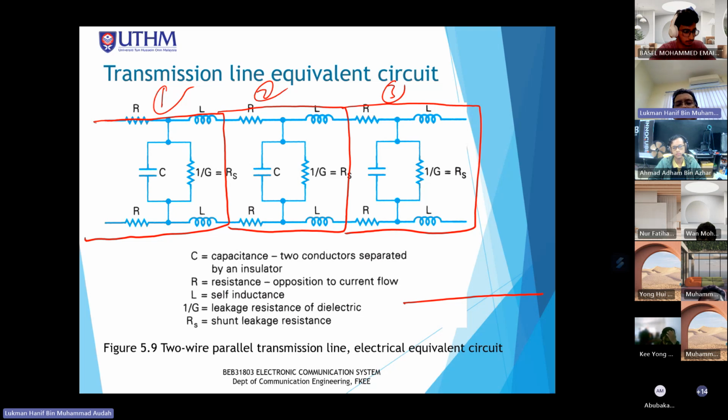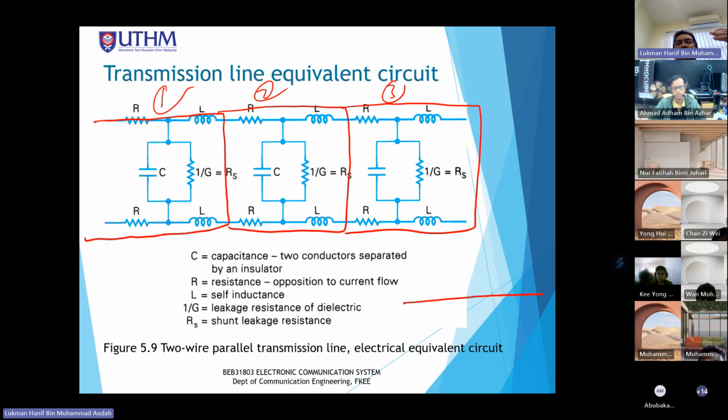Later in the final exam this semester, you will be asked to draw the transmission line using the lump elements. Basically these are the things that you need to draw during the final exam. Repetitive construction of R, L, G, and C for the whole transmission line. So this will come out in the final exam.